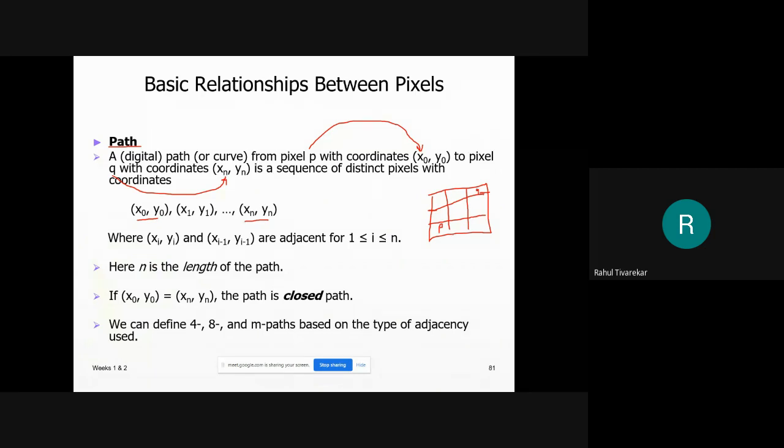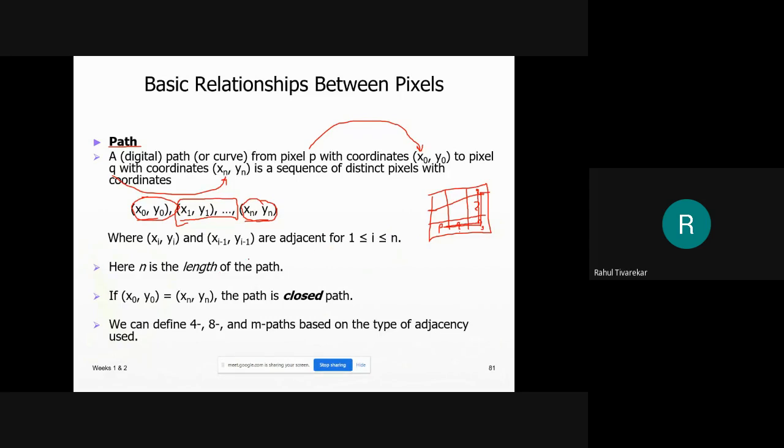And if I sketch a line running from P to Q, going through these pixels, I don't know what these pixels are, so I'm making a question mark. Whatever those pixels may be, I have a connection between pixel P, which is located at x0, y0, and pixel Q, which is located at xn, yn, through various other pixels in between, which I don't know. I have marked them with a question mark. Then that link or that line which I have drawn is called a path.